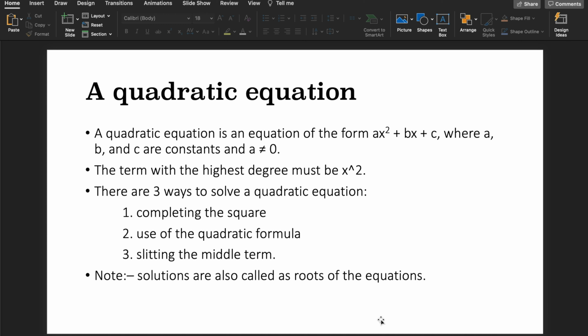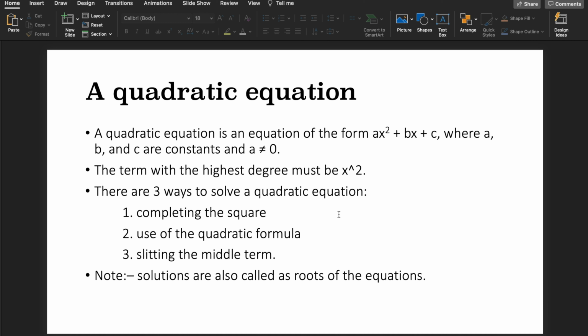Also, we have to keep in mind that the term with the highest degree must be x squared, meaning the power of x must be 2. So if this was x squared plus 3x cubed, this would not be considered a quadratic equation because the variable x has the power 3 to it. Therefore, it would not be considered a quadratic equation.